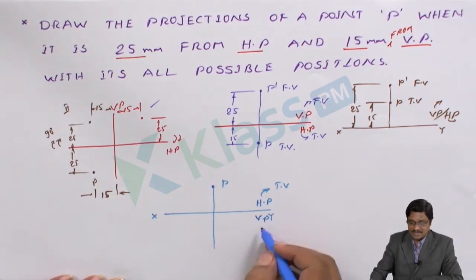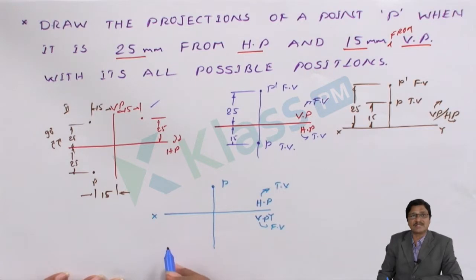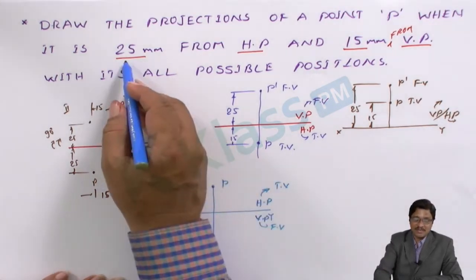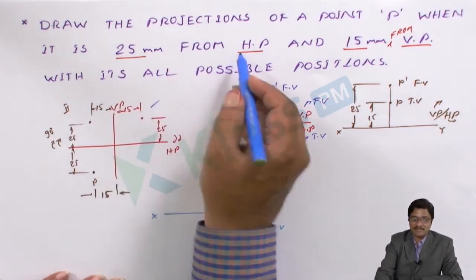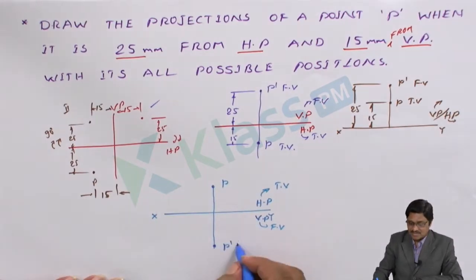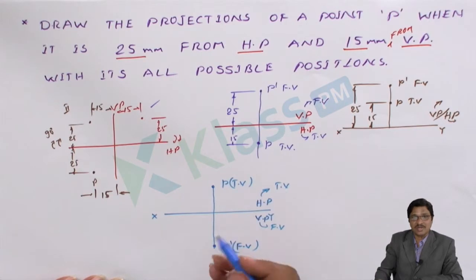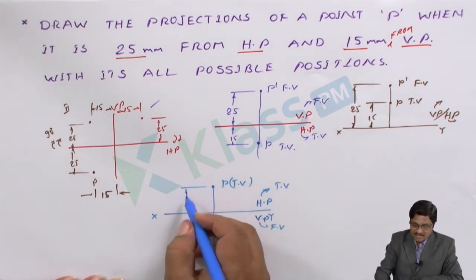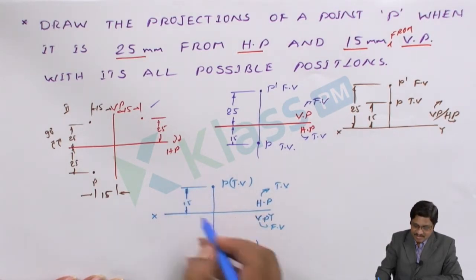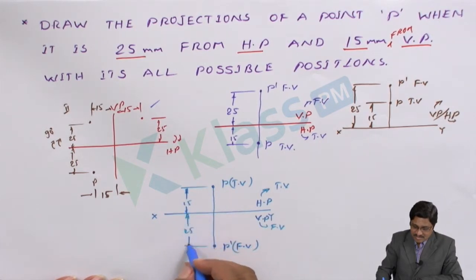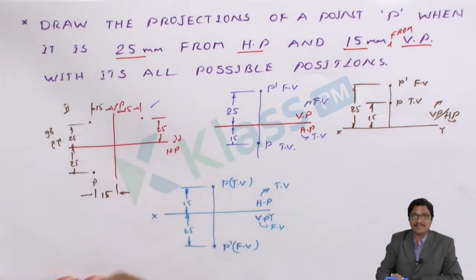Now coming to this one. VP projection is the front view. Front view is the details of the horizontal plane. So what horizontal plane details do we have? 25 mm from HP, and mark the front view. So this is the front view, and this is the top view. Now show the dimensions to complete the solution. This is 15 mm, this is 25. So now the first three possibilities are over.